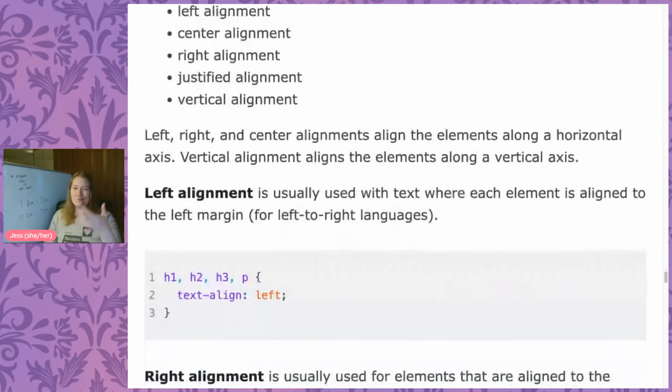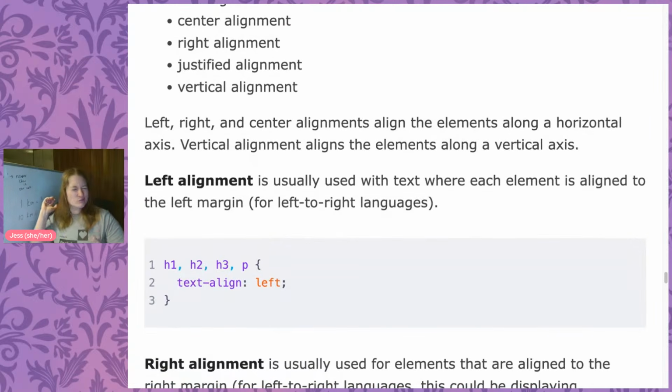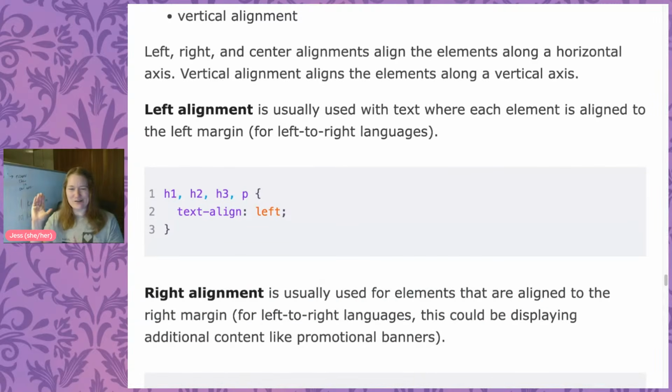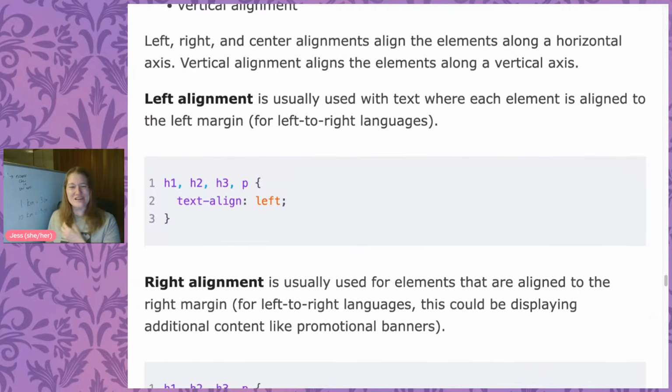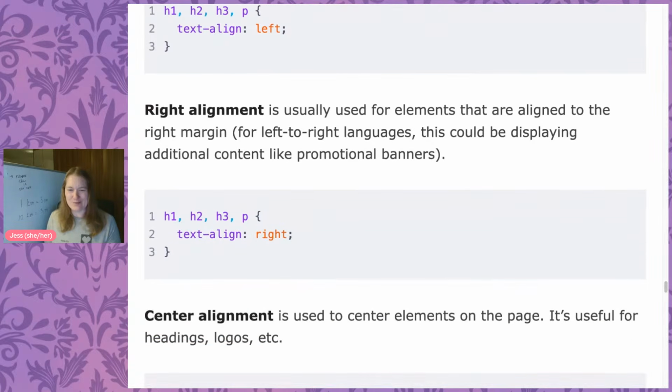So, left alignment, we usually use it in text where each element is aligned to the left margin, for left to right languages. These are Dutch, Brazilian Portuguese, Swahili. Right alignment is usually used for elements that are aligned to the right margin for right to left languages. Stuff that's Perso-Arabic, stuff that's written with Hebrew orthography. We've got a bunch of them. And if you ask me to name all of them, I will get some wrong.